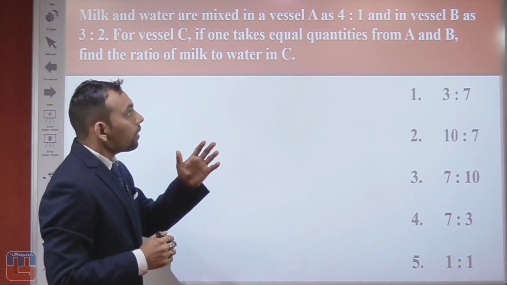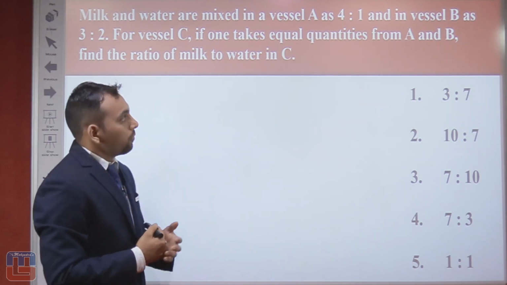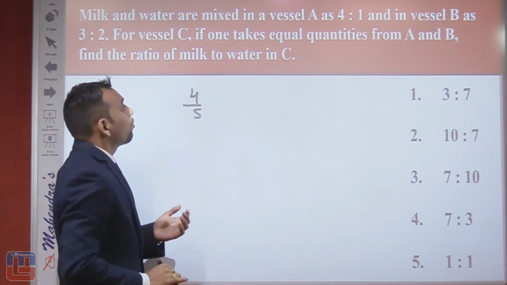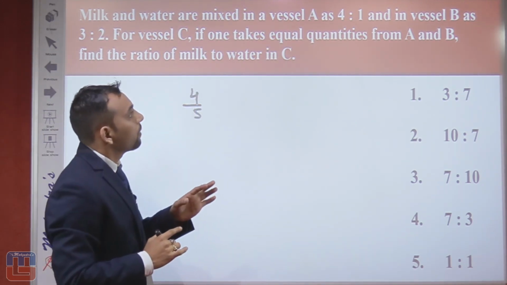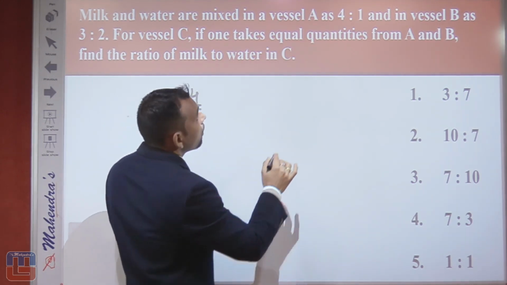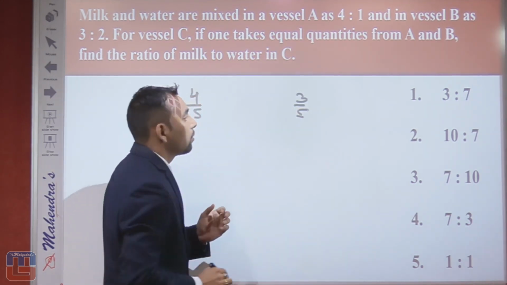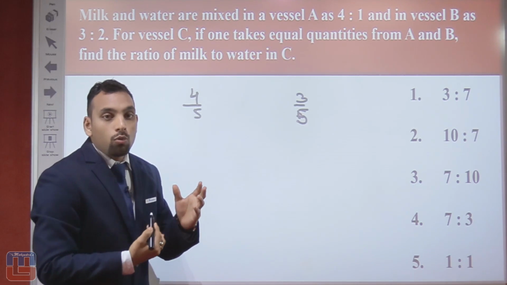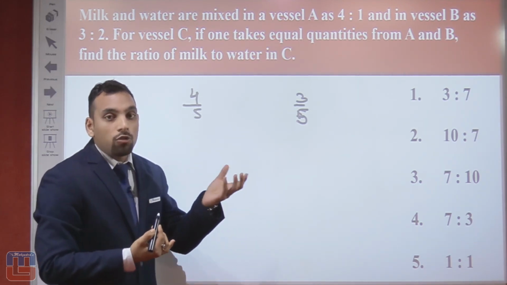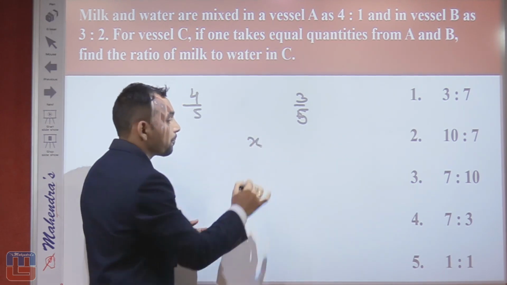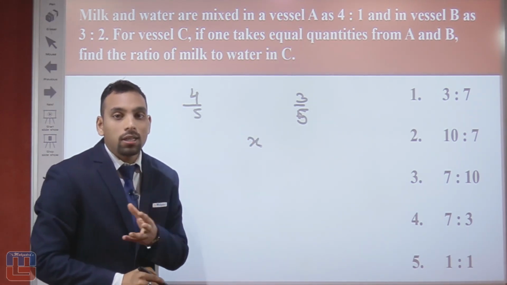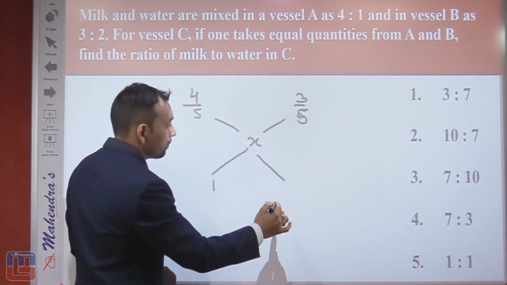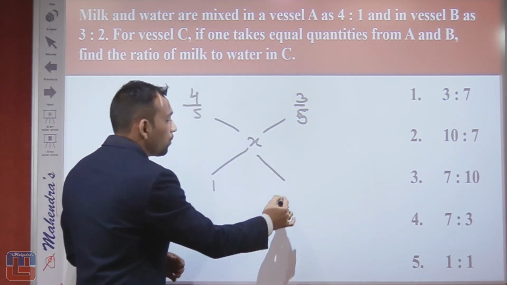Now see here, we will solve this question by mixture and alligation. We can say in vessel A milk is 4/5, and in vessel B milk is 3/5. Now we don't know what is the quantity or part of milk in vessel C, so let us assume X here. And if we are taking equal quantities from A and B, then the ratio will be equal to 1:1.